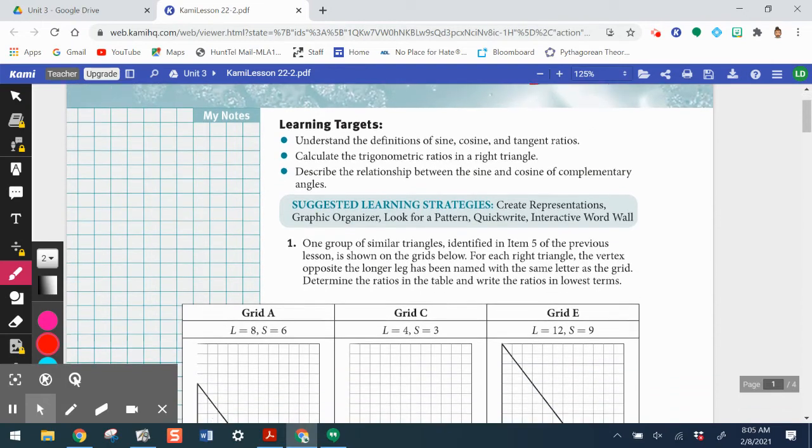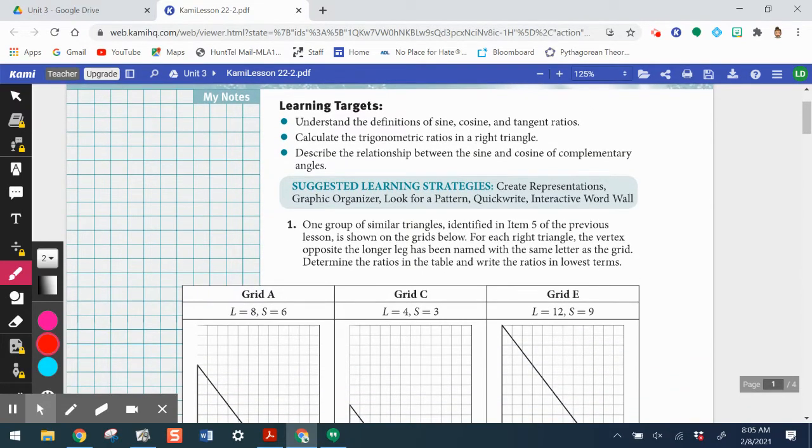So let's take a look at our learning targets for lesson 22-2. We are going to understand, hopefully, the definitions of sine, cosine, and tangent ratios. There's that word again. We're going to see it quite a bit. Understand the definitions of sine, cosine, and tangent ratios.